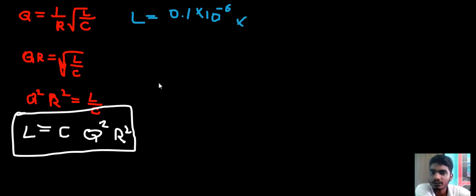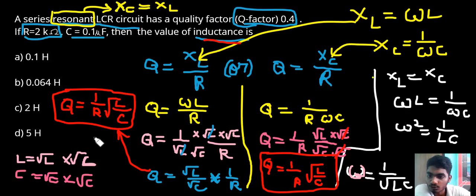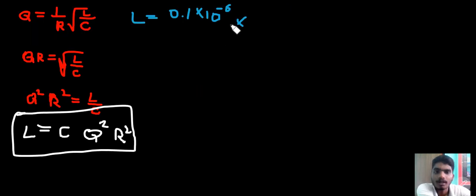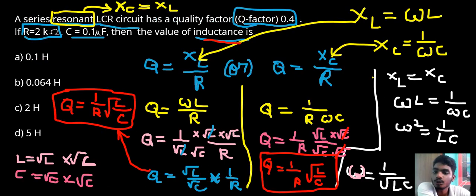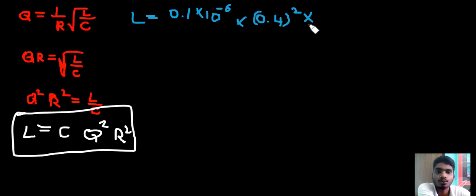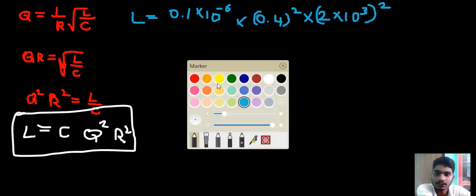And the Q factor is given, the Q factor is 0.4, so 0.4 square. Then the resistance given here is 2 kilo ohm, which is 2 into 10 power 3 ohm. We have to write the square as per the formula. I am just continuing the equation.